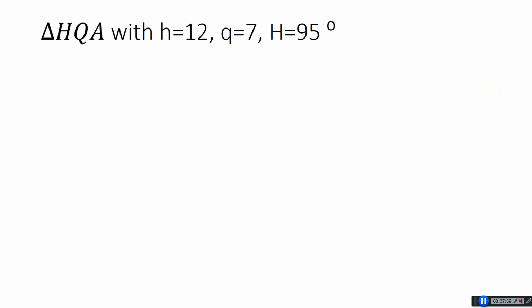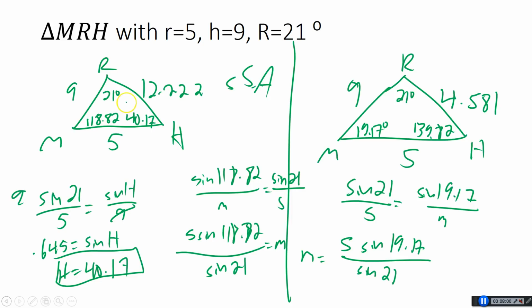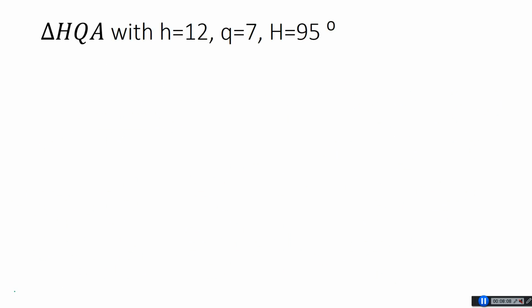Okay, so this will only deal with the ambiguous case. There are two possible triangles that could be made when we have little side, big side, angle. Just make sure you get both of them. All right, and got one more example here. So we got HQA.